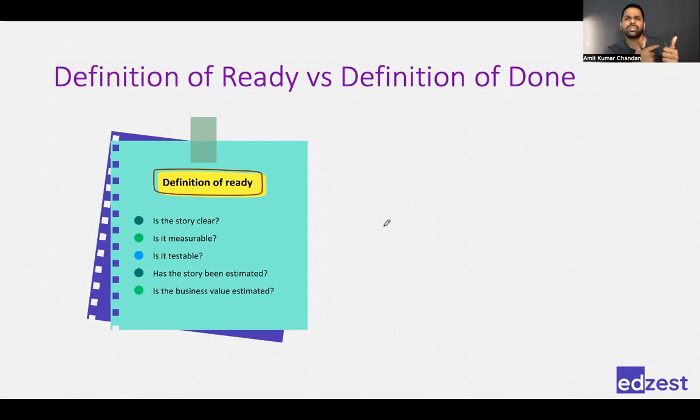For example, is the story clear? See, if the story is not clear, how will you work? Is it measurable? Would you be able to measure your progress? Will you be able to understand that, yes, this user story is done? Is it testable? At the end of the user story, will you be able to test it? Right? Has it been estimated? So do you know how many story points are there? Is the business value estimated by the product owner? Right? Do you know what is the value of it? Right? So when you have all these checklists checked, if you say yes to all these things, then you can say that that user story is ready.